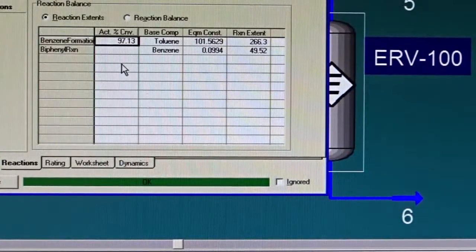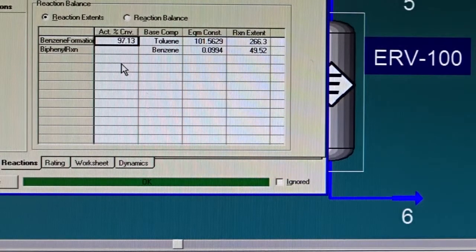HYSYS estimates that the actual percent conversion of the benzene formation reaction, which is the conversion of toluene, by the way, it's not for benzene, benzene is a product, is 97.13. For toluene, the equilibrium constant for the base compound for the first reaction is 100. And the reaction extent, the Xi, as in the standard notation, is 266. While for the second reaction, the base component, which is the reactant, is benzene, and its equilibrium constant is 0.1. So evidently, the first reaction is the main reaction, the second reaction is a secondary reaction based on the equilibrium constant values.